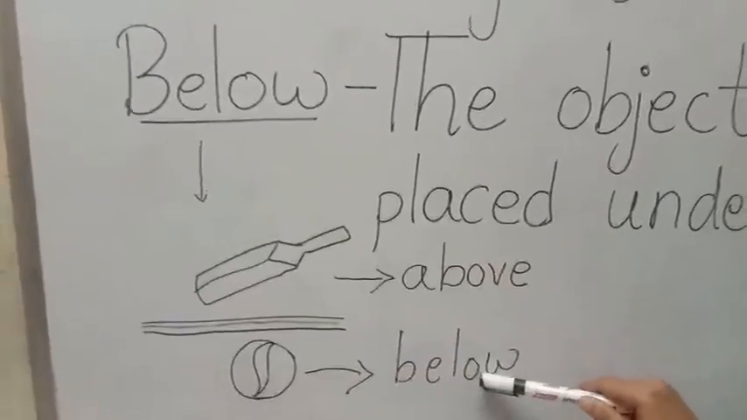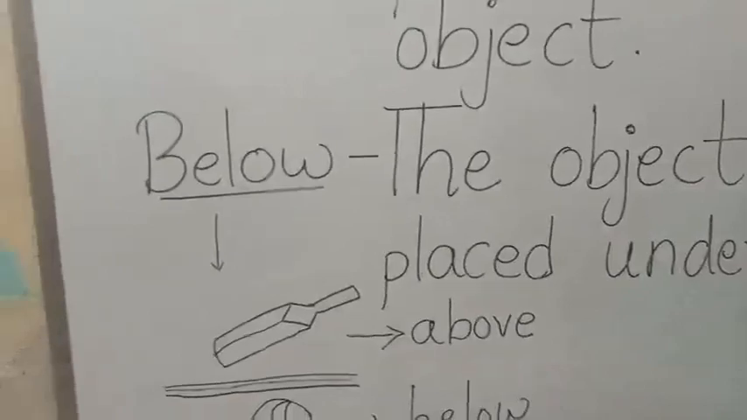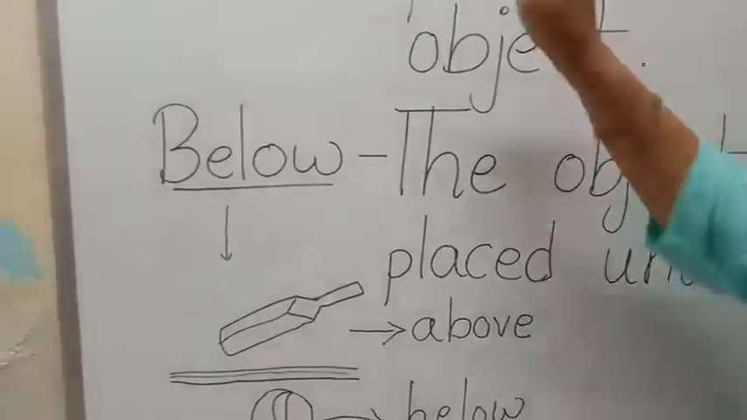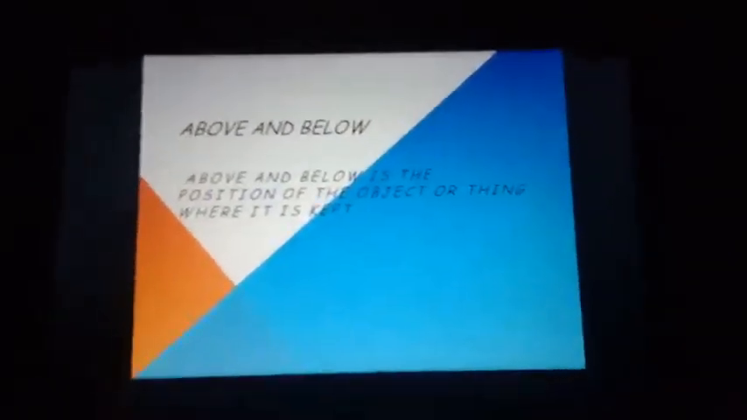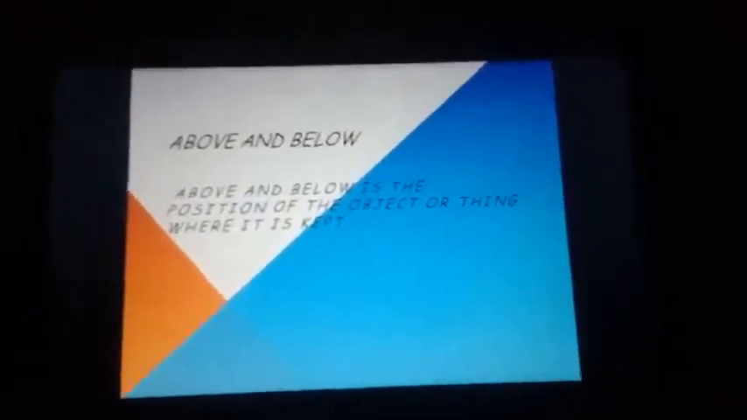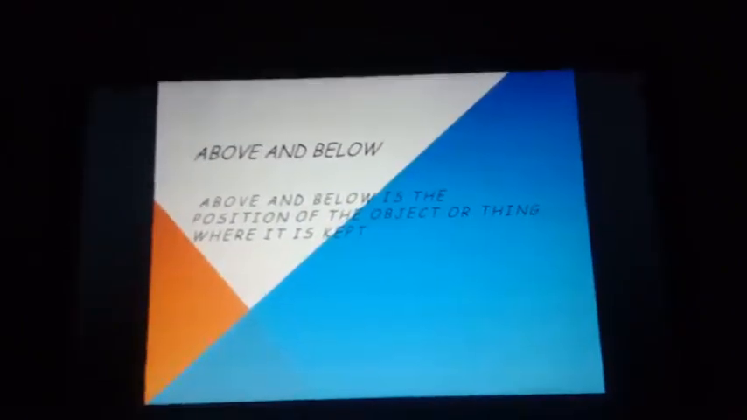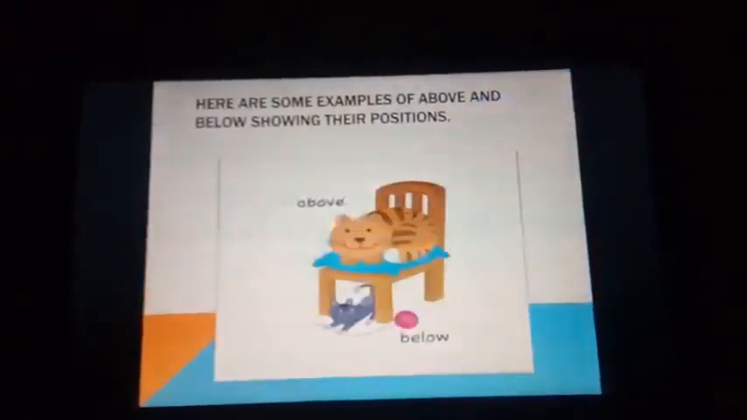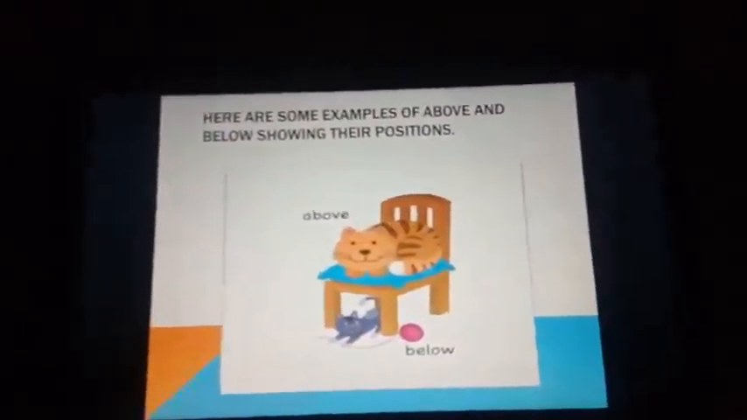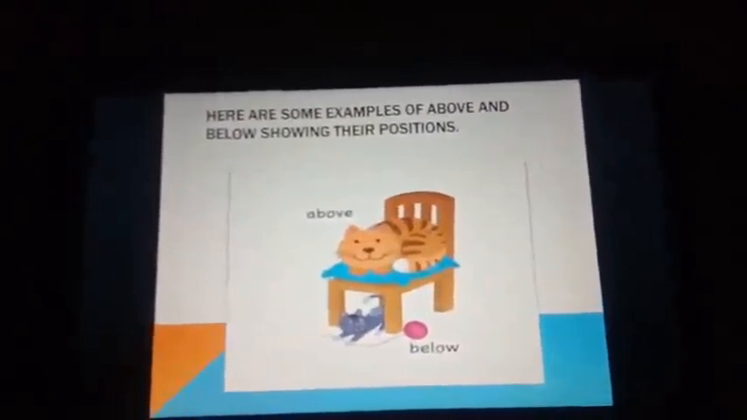Okay children. Now I will show you some images of above and below. Above and below is the position of the object or thing where it is kept. Here are some examples of above and below showing their positions.